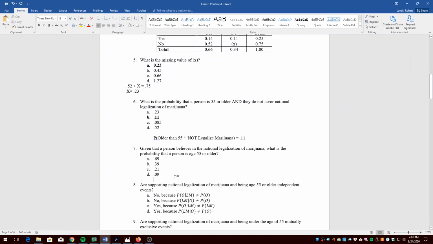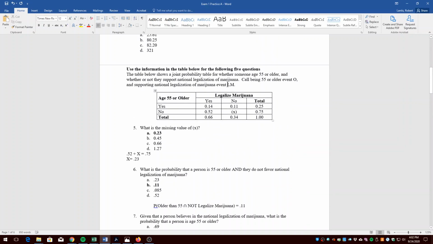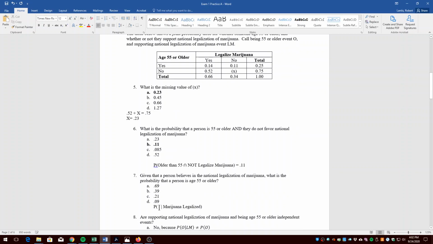So the next question we have is, given that a person believes in the legalization of marijuana, so the given is what comes after that vertical line when we're writing a conditional probability. So what we were given is they want marijuana legalized. Once again, I could have just written this as the event LM, but if it makes it easier, I can write out the actual words. So given that, what's the probability that a person is over 55? So I've got this conditional probability.